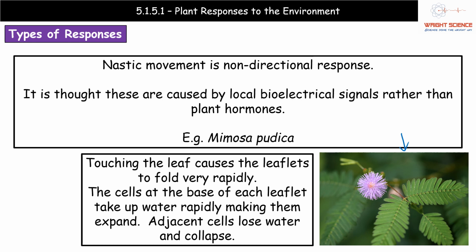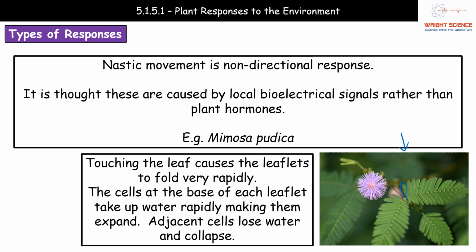And the thing with our little Mimosa pudica is that if you touch the leaf, then all of these little leaflets, which are these little structures around the leaf here, are all going to fold in really quickly. So all the cells at the base of each leaflet are going to take up water really quickly and therefore expand. The cells that are adjacent to them lose water and collapse, and that creates that folding movement.